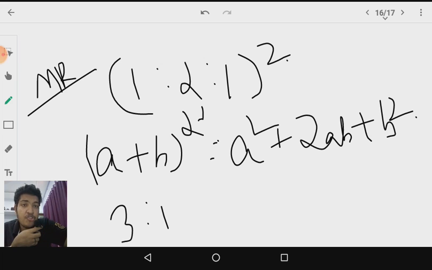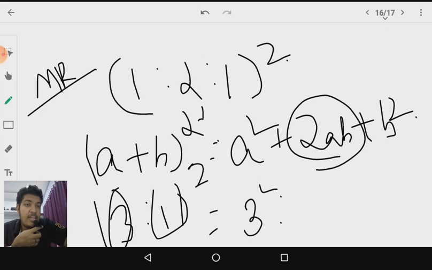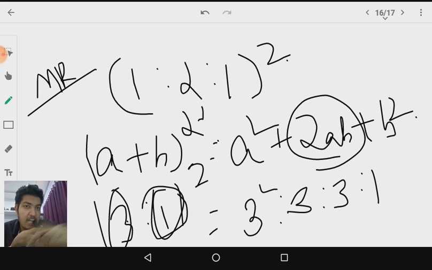3 is to 1 the whole square, that is same as first this one square that I'm going to take here, that is 3 square, is to the next term, 2ab. This 2ab I'm going to write as ab is to ab. So that is equal to 3 into 1, that is 3, is to again 3 into 1, that is 3, is to this one square, that is 1. So that is how you're getting it as 9 is to 3 is to 3 is to 1.